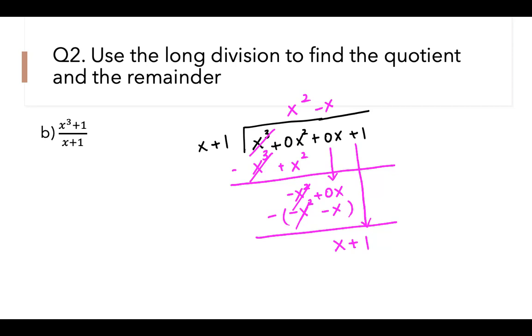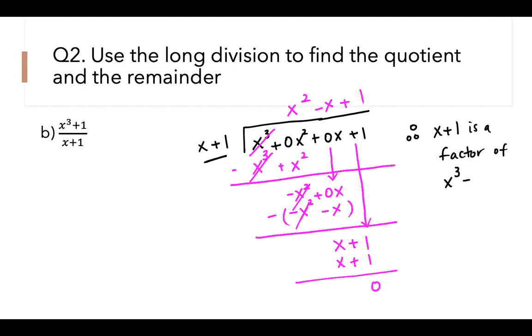Now, again, x divided by x is positive 1, first term together. So then x plus 1, and it's 0. So in this case, I can conclude that it's a perfect factor. The divisor is a factor of the dividend because the remainder is 0. So I would say x plus 1 is a factor of x cubic plus 1.